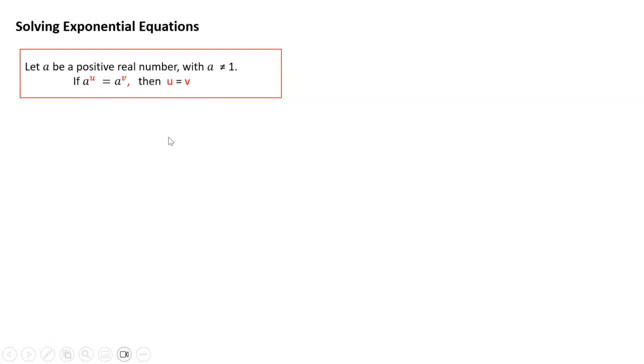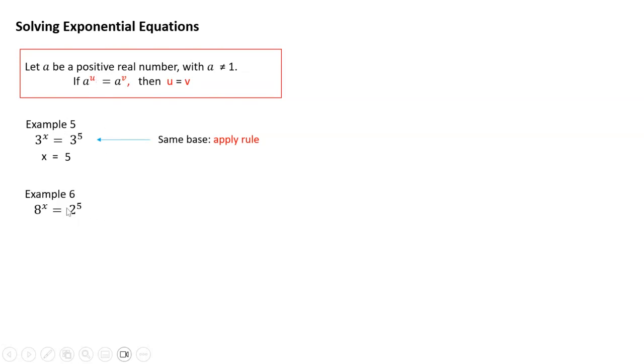Now, this is the first property here. It says let a be a positive real number with a not equal to 1. So here's the rule. If a to the u equals a to the v, in other words, if they have the same base on both sides, then the exponents must equal each other. Then u must equal v. Example: you have 3 to the x equals 3 to the fifth. If you notice, these have the same base. So once you have the same base, then you can apply the rule. So x must equal 5. That's my answer.